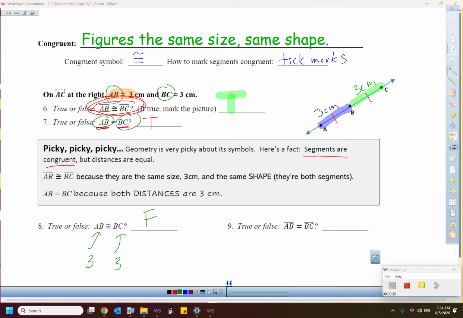And segments can't be equal to each other either, right? It says segment AB is equal to segment BC. I would say most of the world thinks that's a true statement, but that's actually false because the notation is not quite proper in that one. If you use a segment bar, it has to be a congruent symbol. Segments are congruent and distances are equal. I know, it's picky, picky, picky.